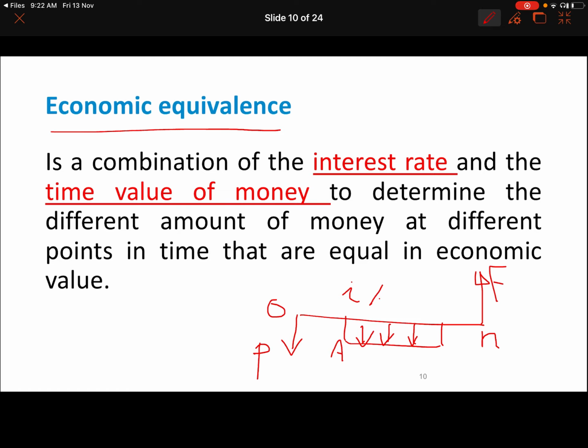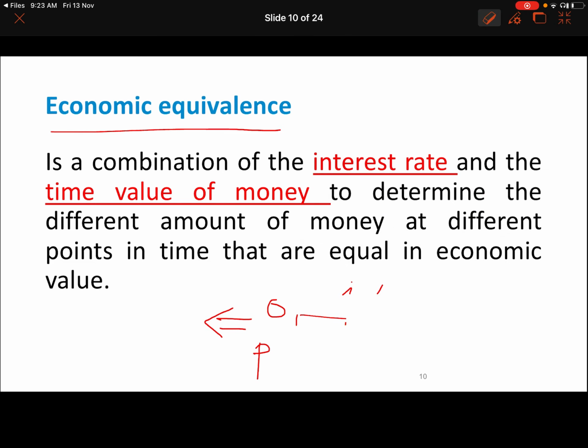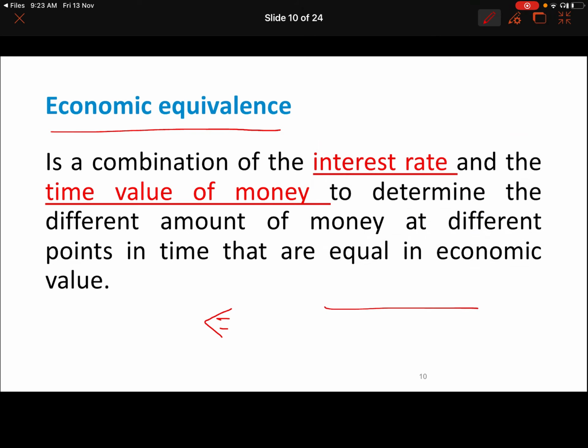I can say the equivalent of a cash flow, let's say, just remove this. I can get the equivalent of P after n years to make it F, and this is the equivalent. By the use of the interest rate, over n years, I just changed the present value at 0 to a future value after n years by the use of i.